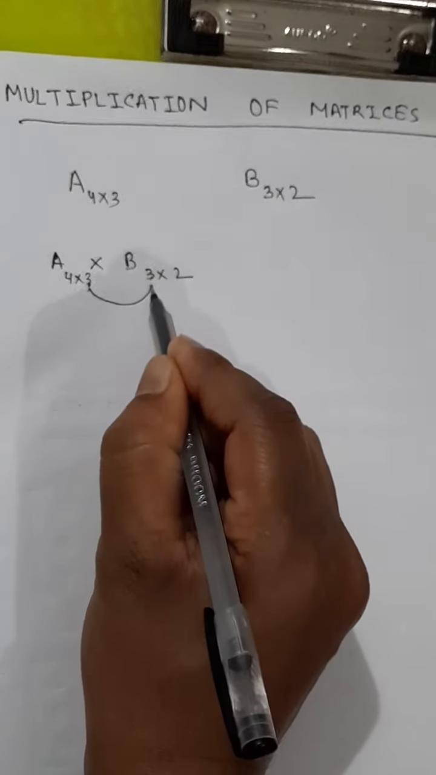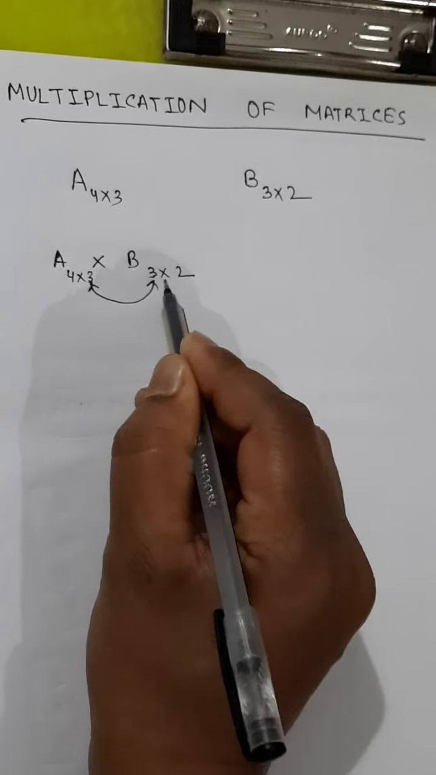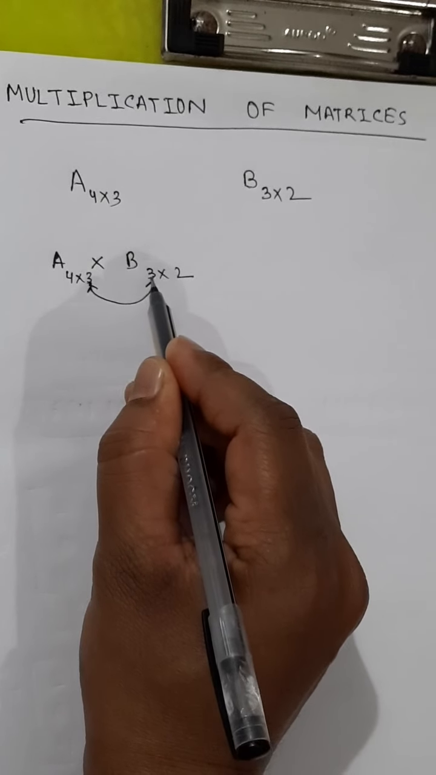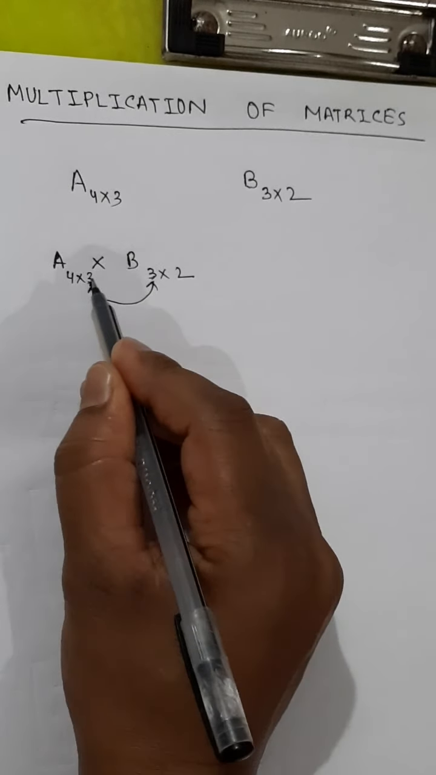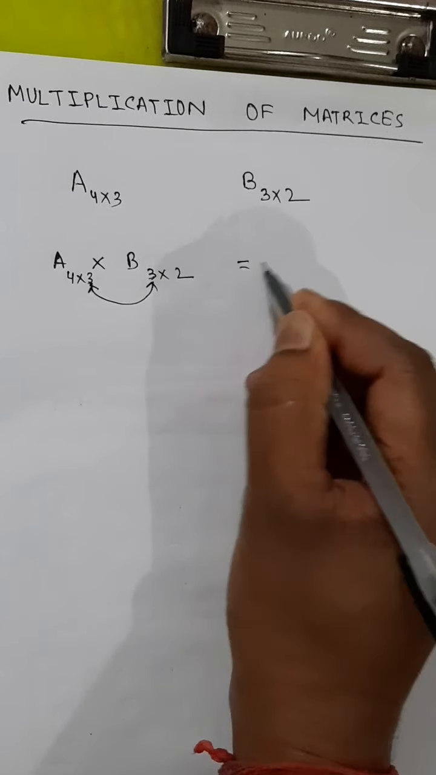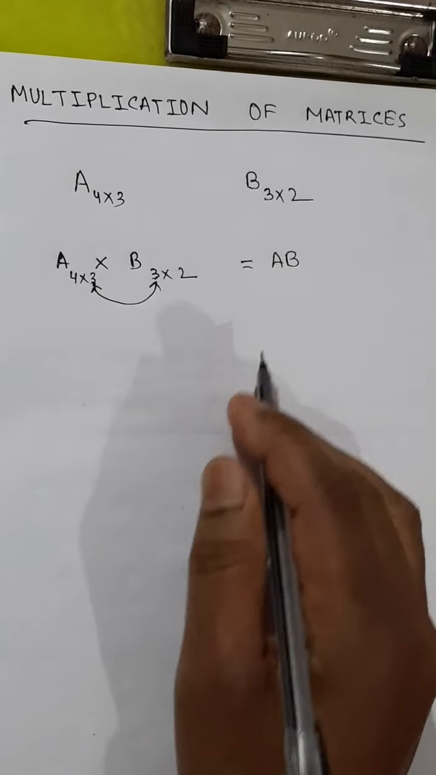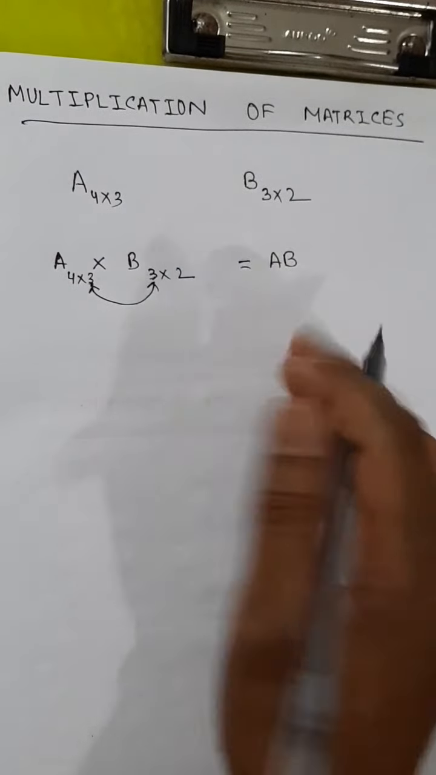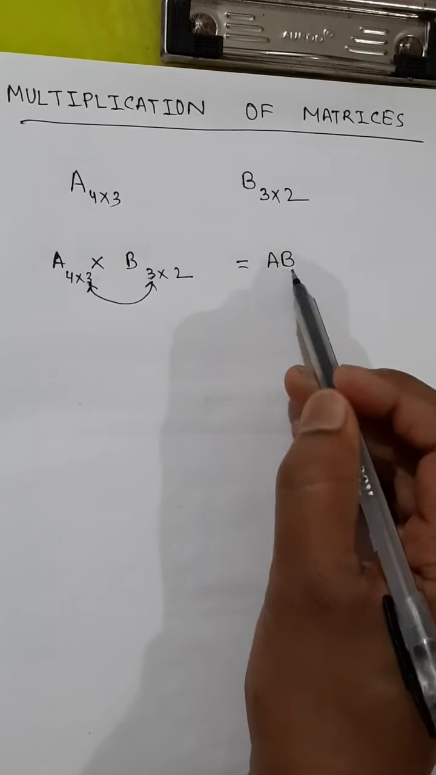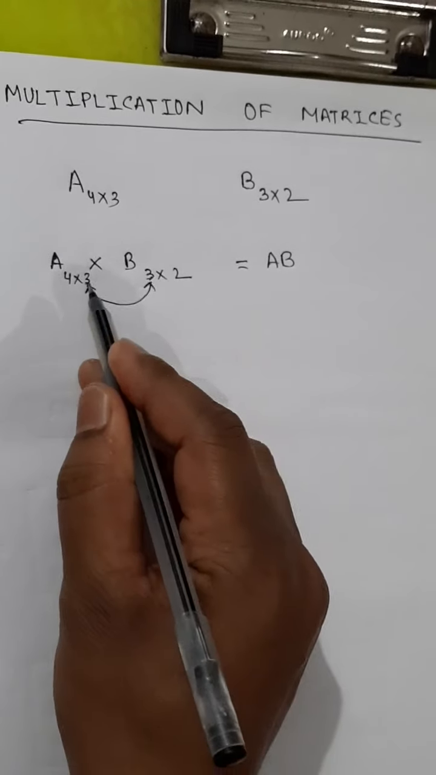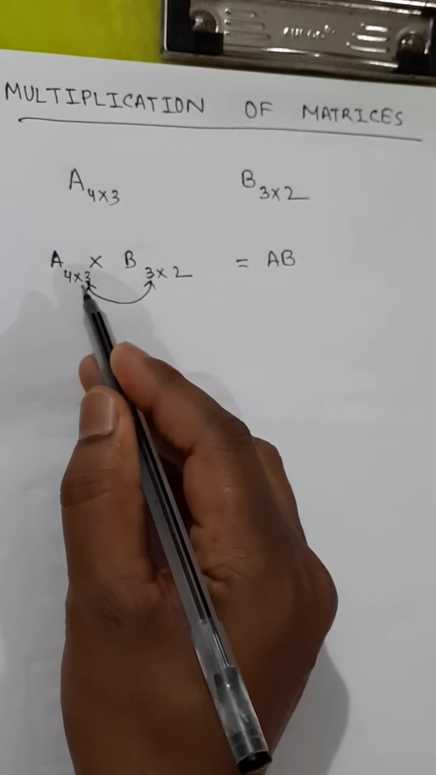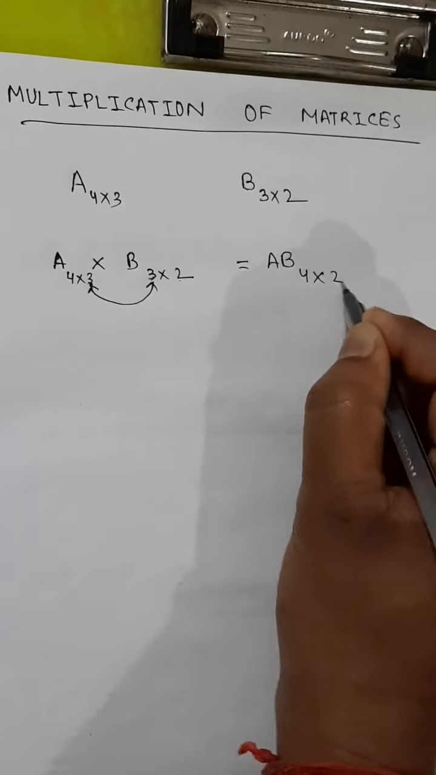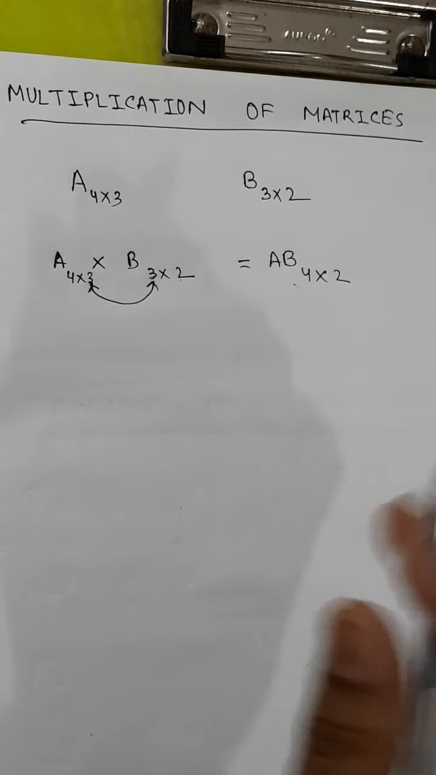Means these two must be the same, side by side. So this is the number of columns of the first matrix and this is the number of rows of the second matrix. If they are equal, only then they can be multiplied and we will get the product AB, whatever matrix you get after multiplication. Now the question is, what will be the order of the product? These two are the same, so leave that. Now what is left? 4 and here 2. So that's the order of the product matrix.